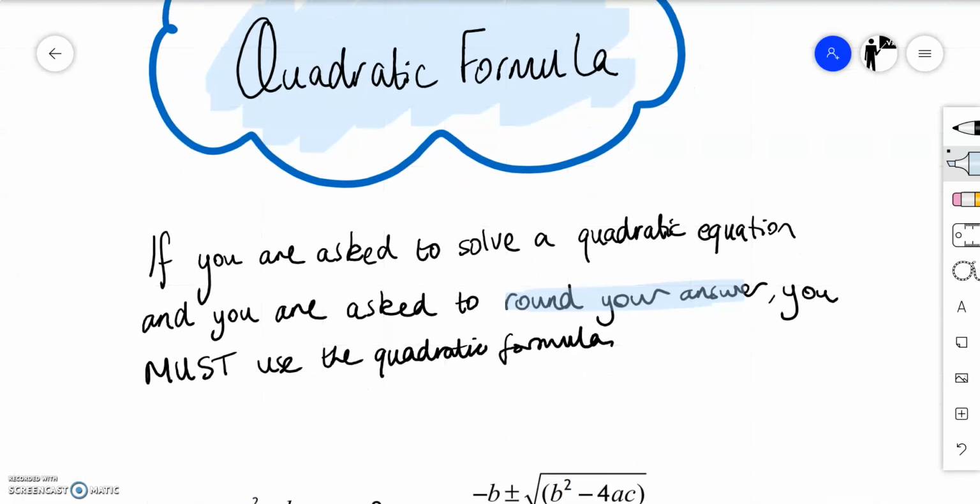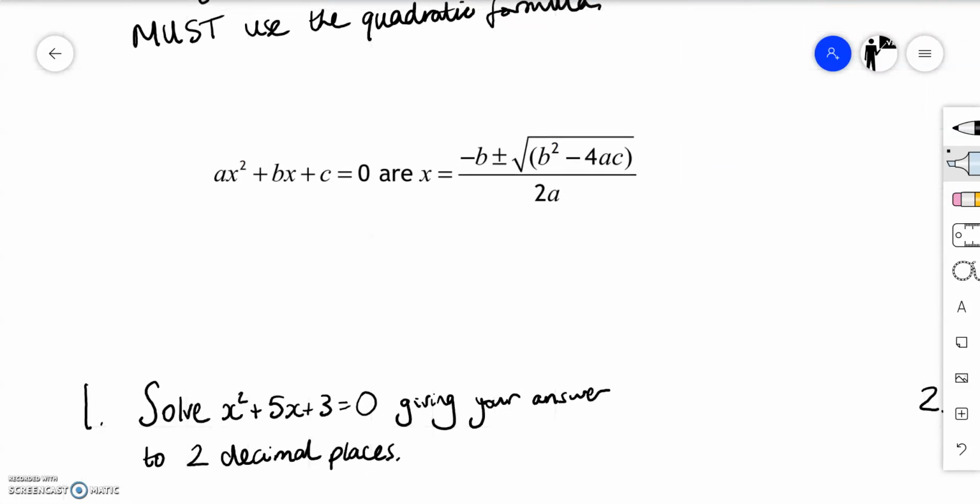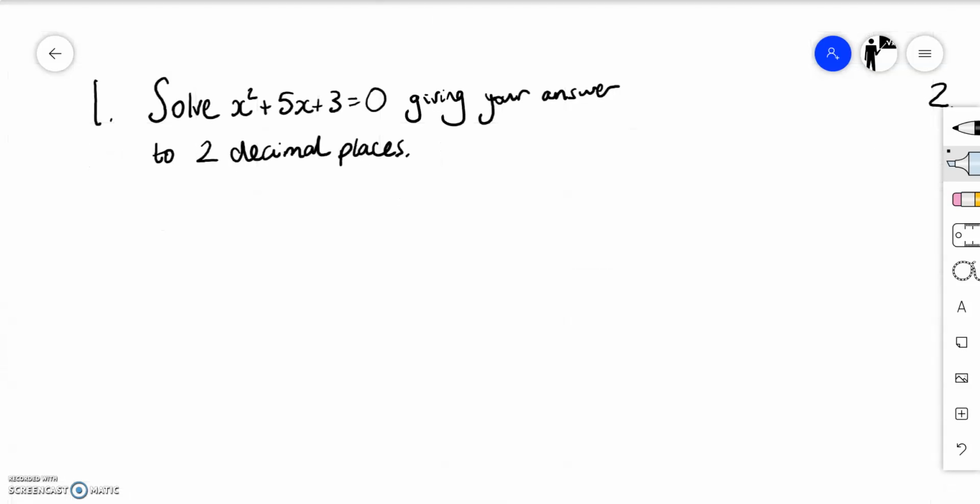The quadratic formula is given to you on your formula list. It looks like this here. Okay, so if we've got a quadratic, ax squared plus bx plus c equals 0, that's important, it must be equal to 0, then to find the roots, we apply this formula here: minus b plus or minus the square root of b squared minus 4ac, over 2a. Okay, so we're going to work through two examples and see how this works.